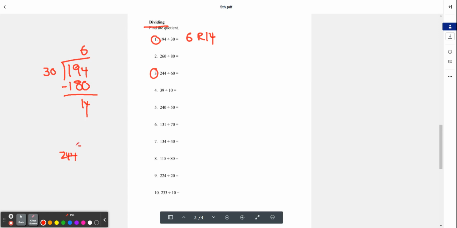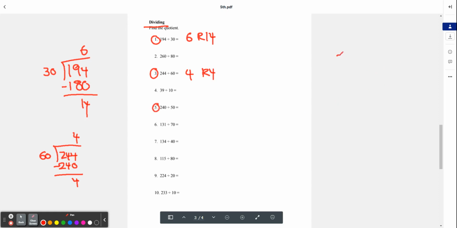3. 244 divided by 60. 60 doesn't fit into 2. 60 doesn't fit into 24, but it fits into 244. We know that 6 times 4 is 24, so 60 times 4 is 240. So 60 fits into 244 4 times. When we subtract, we get 4. So we know that 4 is our remainder. So 4, remainder 4 is our answer.